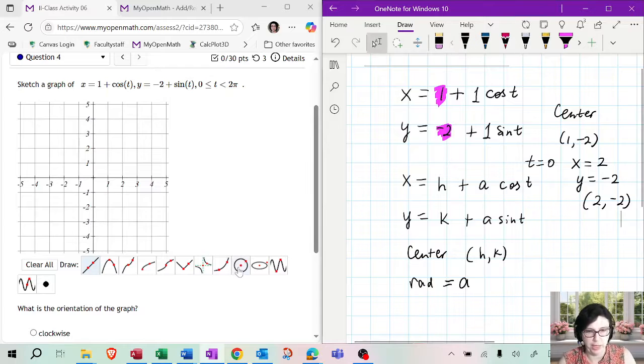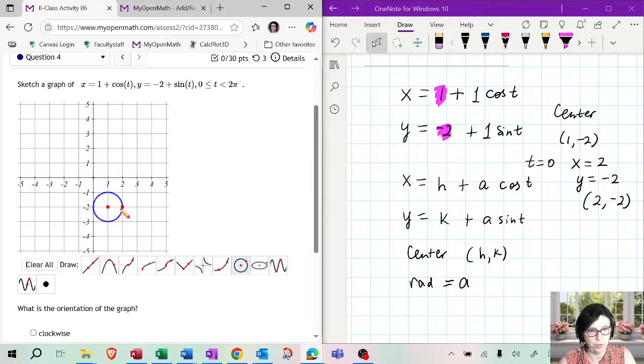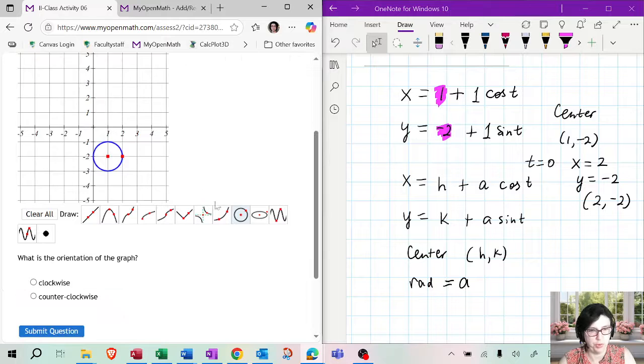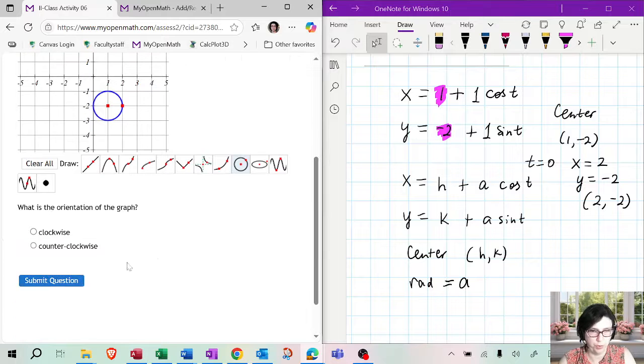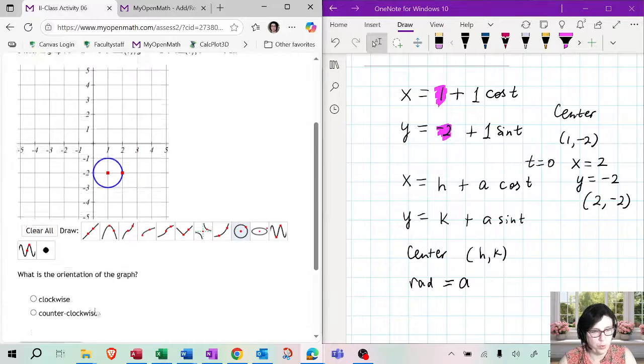Okay, so let's sketch the circle. Let's first center it at (1, -2), so 1 to the right, 2 down, so place the center, and then just make sure that the circle goes through (2, -2). Okay, so that's it. And we can also see that the radius of the circle is 1, which further confirms it.